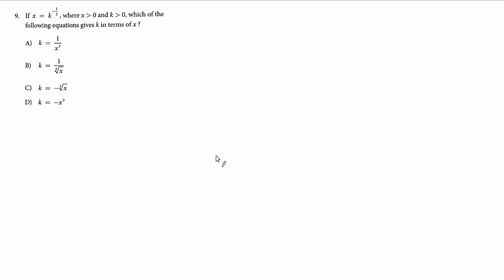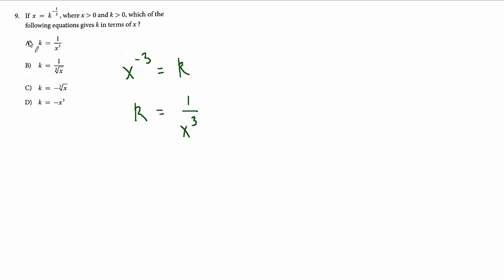9. If x equals k to the minus 1/3, where x is greater than 0 and k is greater than 0, which of the following equations gives k in terms of x? So let's raise both sides of the equation to the negative third power first. So we get x to the minus 3, and on the right we get k to the minus 1/3 times minus 3, which is just k to the 1. So this ends up just being k, and then we can re-express the left side. So if I say that that would be 1 over x cubed, that's the same thing.